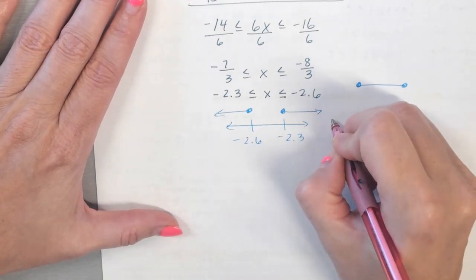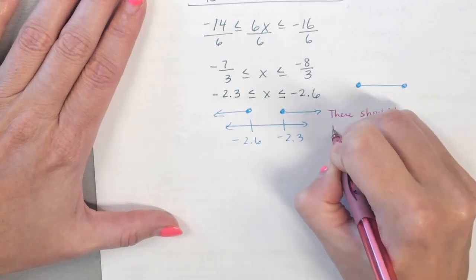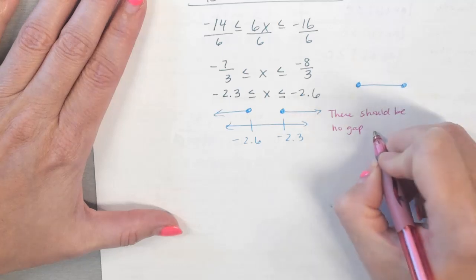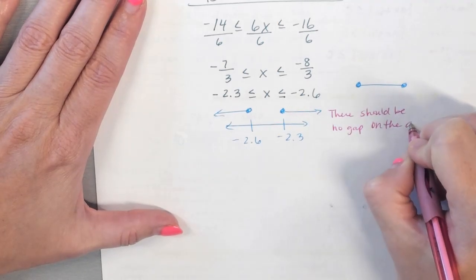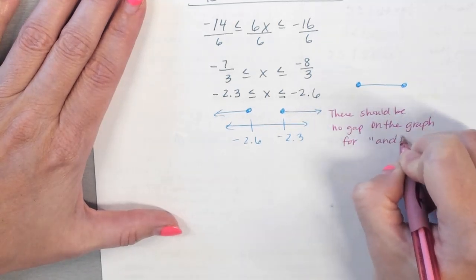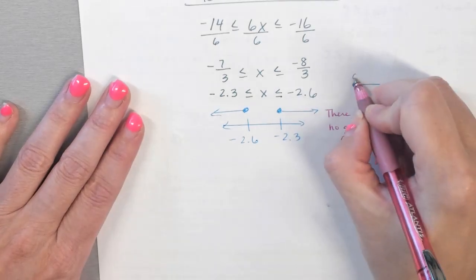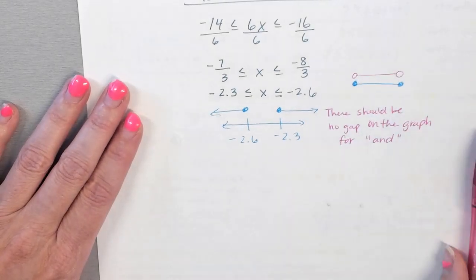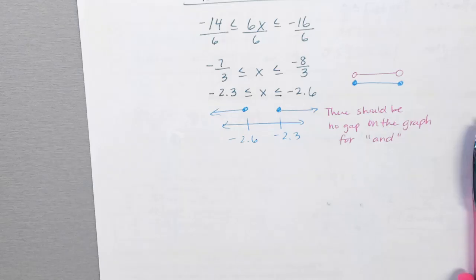So there should be no gap on the graph for the AND case, which is the greater than case. If you have one inequality, it needs to look like this or it needs to look like this. So that's just more evidence to support when you have no solution.